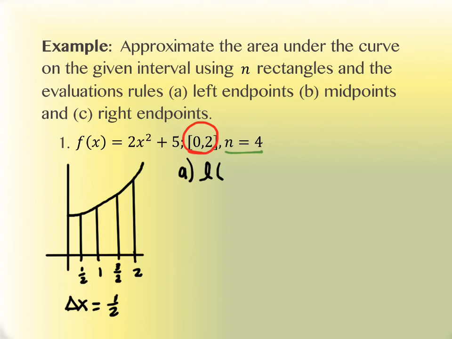All right, so what we're going to do is find the left endpoints. For the left endpoint value for our rectangle, we take the delta x value, that's the width of our rectangle, that's the 1/2, and we multiply it by the 4 leftmost endpoints. If you look back at the picture, the left endpoints would be here, here, here, and here. So it includes the x values of 0, 1/2, 1, and 3/2. It doesn't include 2. So this is going to be our function value at 0, plus our function value at 1/2, our function value at 1, and our function value at 3/2.